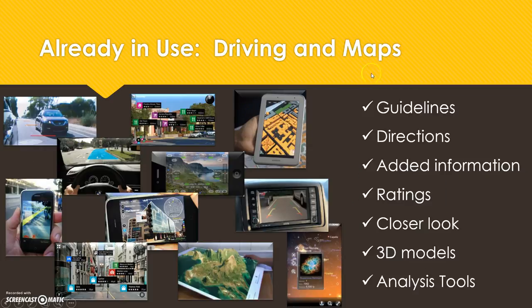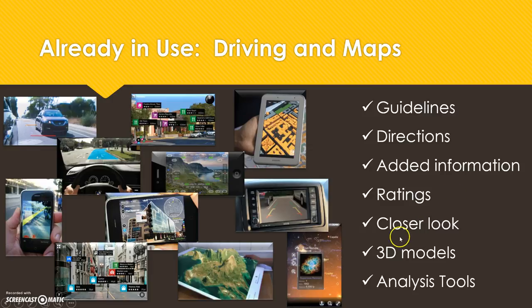It's also already in use in driving and in maps. It can provide guidelines for merging with other traffic as well as directions with your maps. It also provides added information on maps about local businesses or things nearby. Yelp actually does that with their Monocle tool. If you want to check that out, you use the Monocle tool and can scan the area around you and it'll give you reviews and tell you what's nearby. It also will give you ratings for those places.